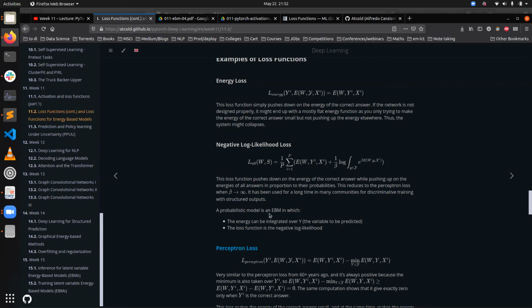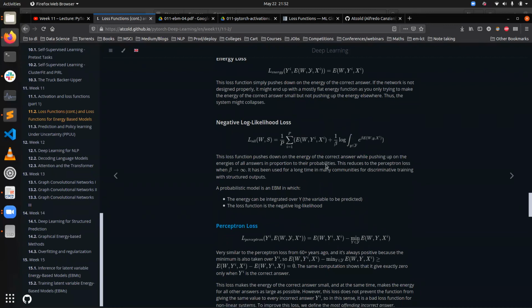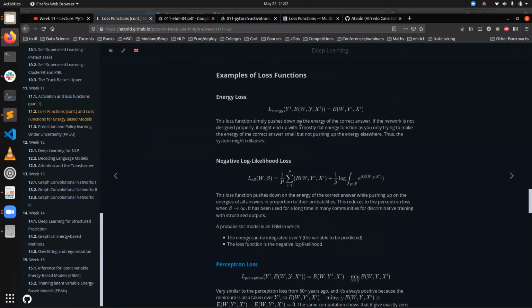A probability model is an EBM in which the energy can be integrated over y. The loss function is the negative log likelihood. I think this makes intuitive sense. It just goes a step ahead of the simple energy loss that we saw here.